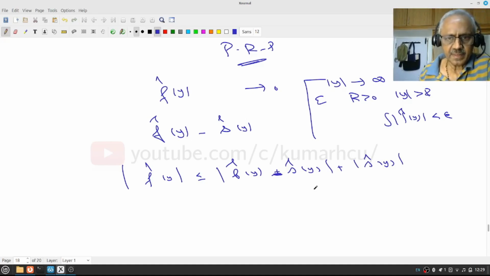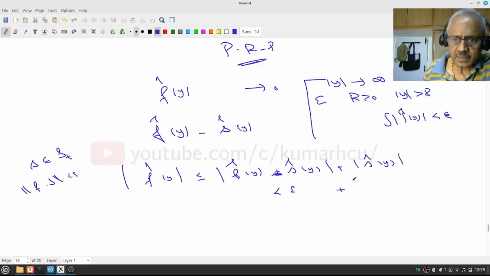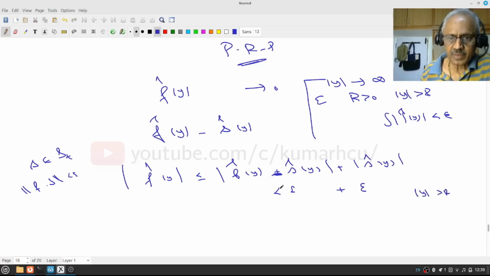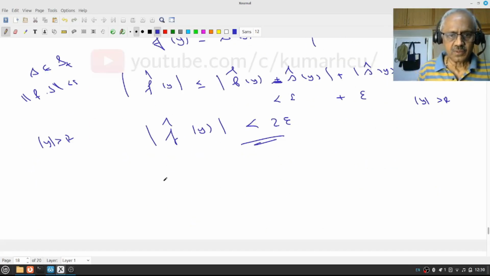Is it clear? So if my s was a step function chosen such that the norm of f minus s is less than epsilon, then we have shown this will be less than epsilon, and this is universally true. But this second term will be less than epsilon if mod y is greater than r. You understand that? There is no condition on y here, but here there is a condition on y. So we have shown that if mod y is greater than r, f hat of y is less than 2 epsilon. So we have proved that.